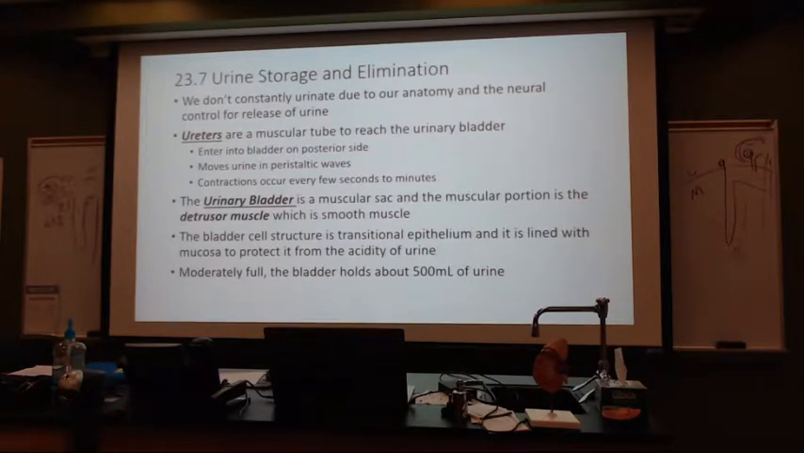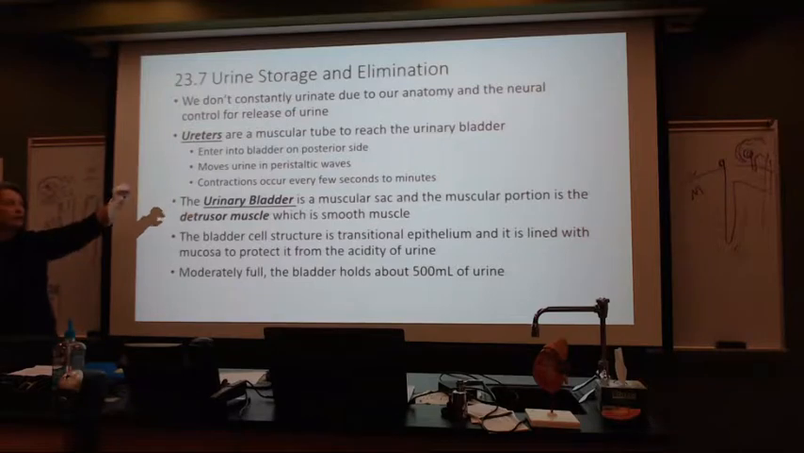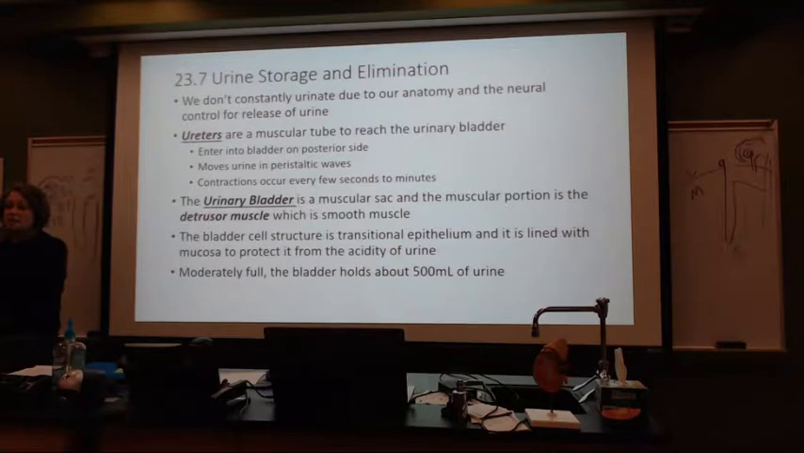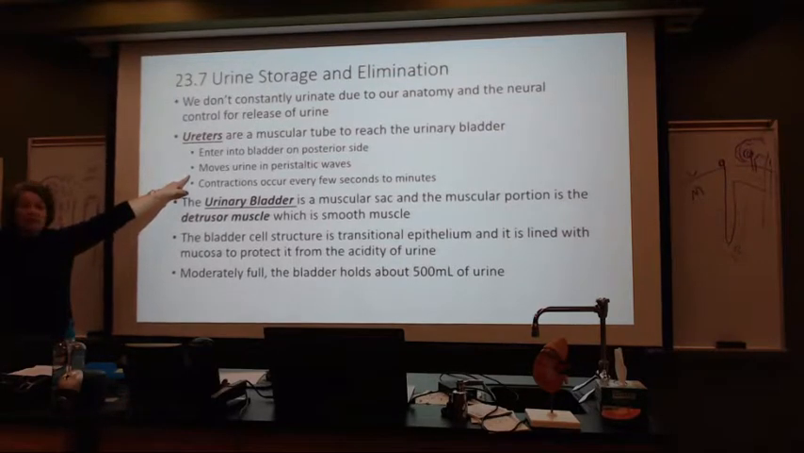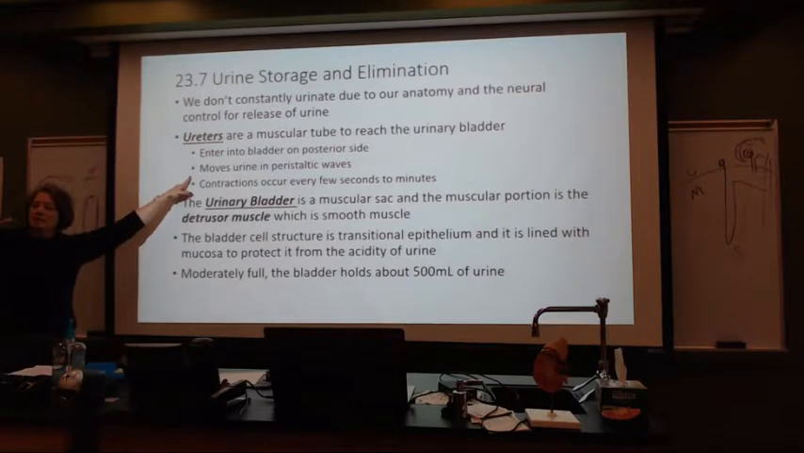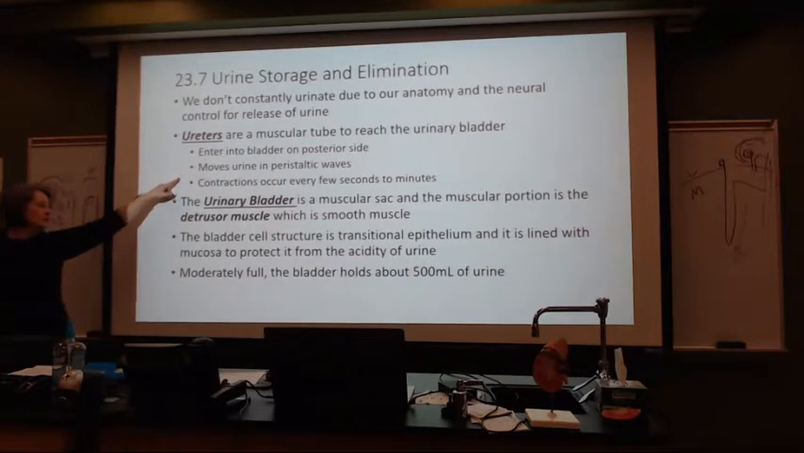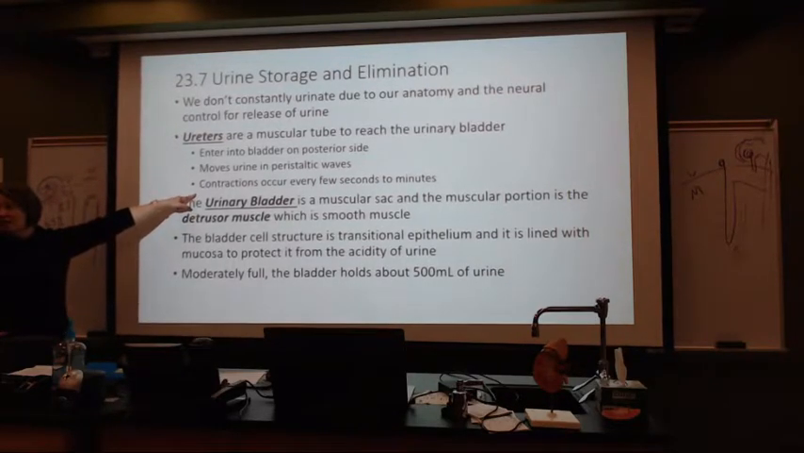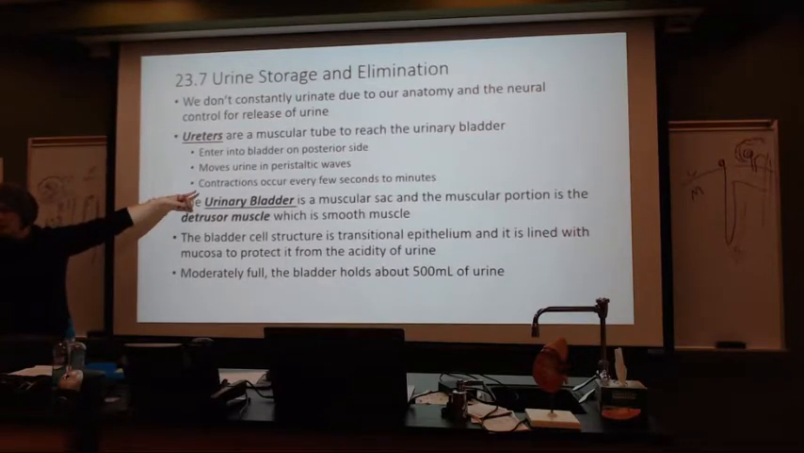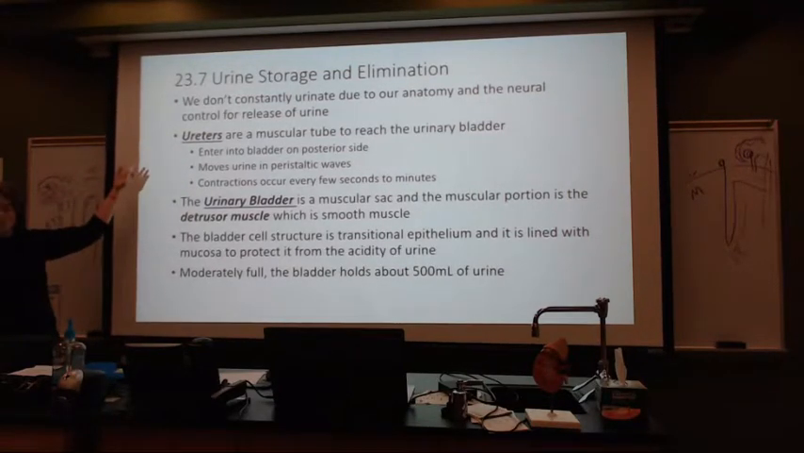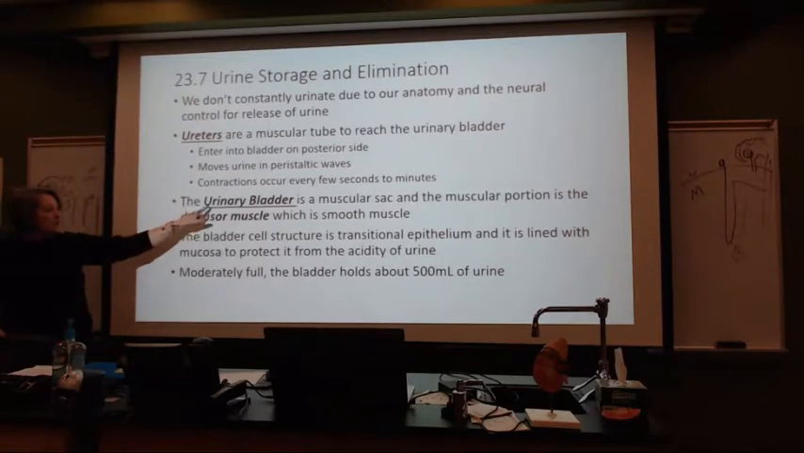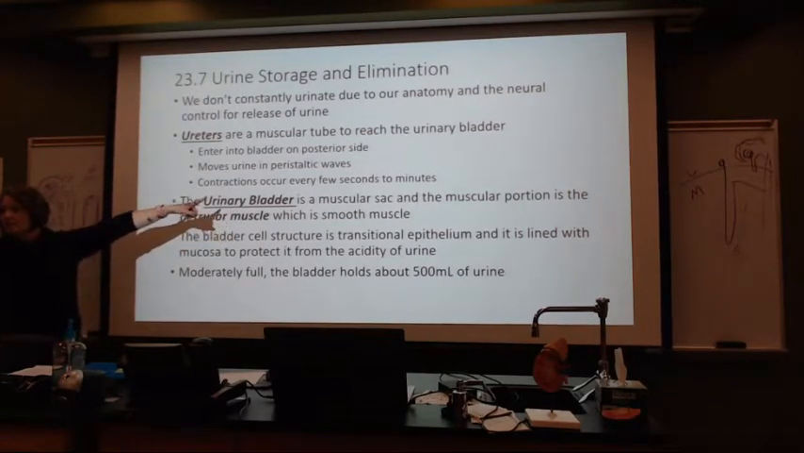So once we have the urine formed, by way of those ureters, they make it to what's termed the urinary bladder. They enter the bladder on the posterior side of the wall. Urine, as it moves through these ureters, is peristaltic. It looks like it's in waves as it goes in. Contractions are taking place pretty much constantly under normal conditions, moving the urine into the urinary bladder. And the urinary bladder is a muscular sac.